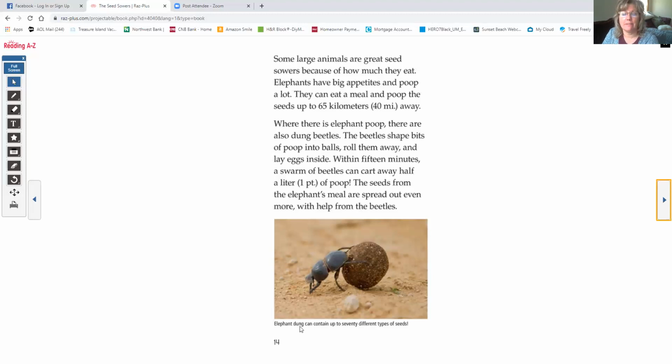I hope you enjoyed learning a little bit today about how animals help spread seeds. And I hope you enjoyed reviewing different ways of figuring out what an unknown word is. And if you enjoyed this story and want to read more of it, check out Raz Kids.